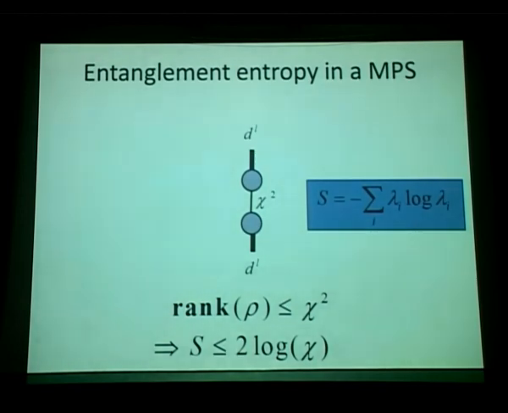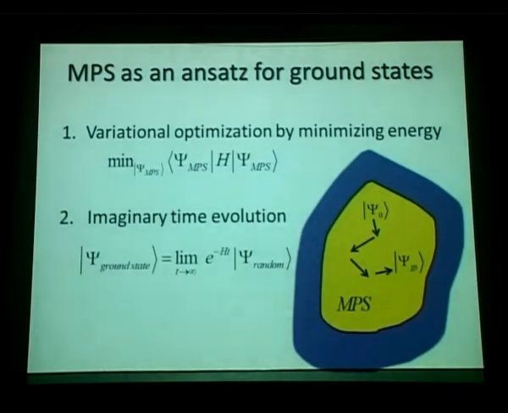So that's what we wanted to show, that the rank of the reduced density matrix of the block is bounded by some constant. And then it's straightforward to show that this is an upper bound on the block entropy as well. So I've argued that the entanglement and correlations in any MPS look exactly like the ones you expect to see in ground states of gapped Hamiltonians. This is not a proof that all gapped Hamiltonians have ground states which are MPS, but it's at least a motivation to try and use the MPS as a variational ansatz for ground states. And that's what people do.